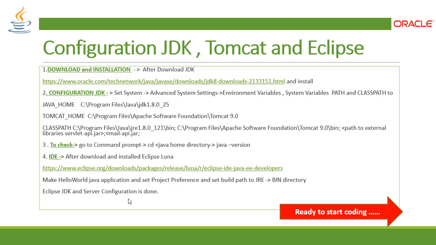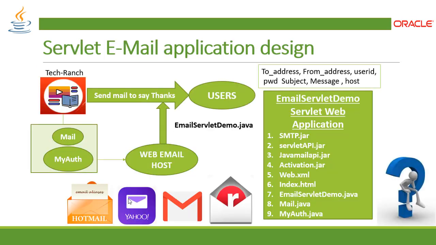So let's see about the email application. Before we go to the email application implementation, let's see the design, how it works. When we say email, that means you are making a communication from one user to another user. Here I'm taking an example of one-way communication from TechCrunch to the user. TechCrunch is sending an email to say thanks to its users.